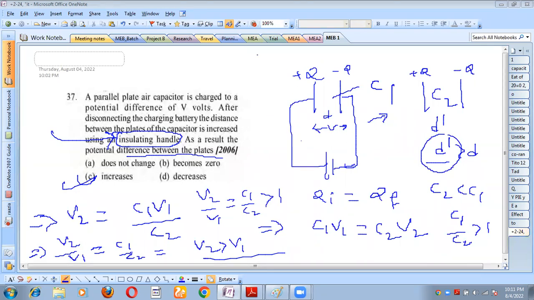What will happen to energy? Tell me, both of you calculate what will happen to energy. Add this to the question: what will happen to the energy stored in this case? Suppose the initial energy is U1 and the final energy is U2. So find the relation between U1 and U2.